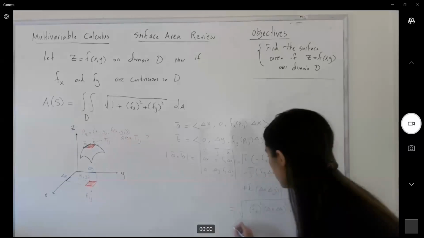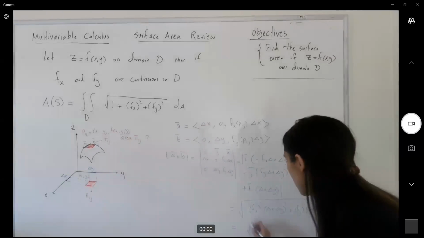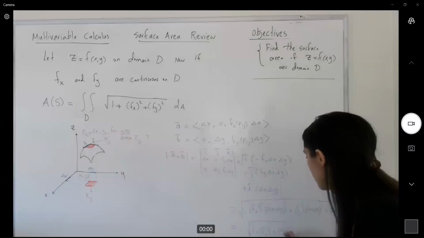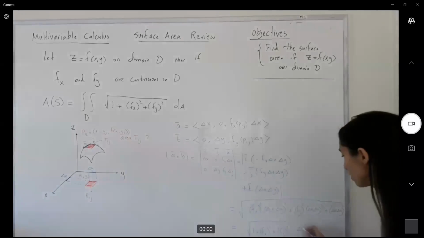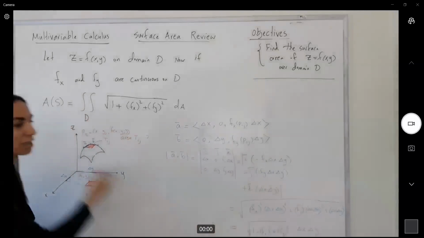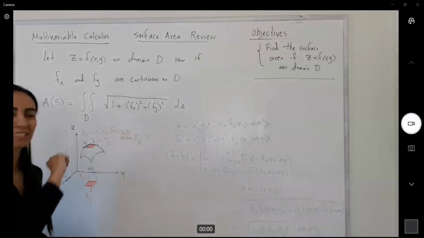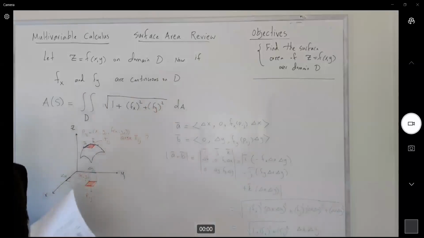So here you have the square root of 1 plus f_x squared plus f_y squared. And here, if you factor out delta x delta y, you're going to have delta x delta y. As you can see, they're taking these little pieces, and eventually they're going to use the double Riemann sum. And as these areas get smaller and smaller, that double Riemann sum turns out to be a double integral.